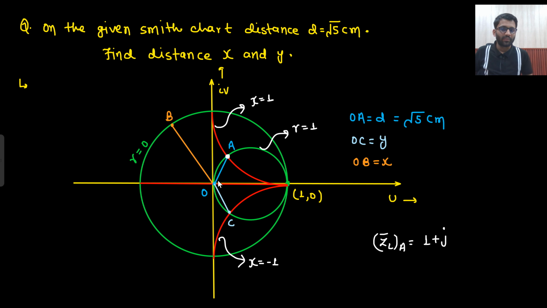Okay. So now this OA, what will be the length OA? OA will be mode of gamma L, but for which load? ZL dash at point A load. Basically, this OA will represent mode of gamma L for the 1 plus J load. So now I need to find mode of gamma L. That will be 1 plus J minus 1 upon 1 plus J plus 1.